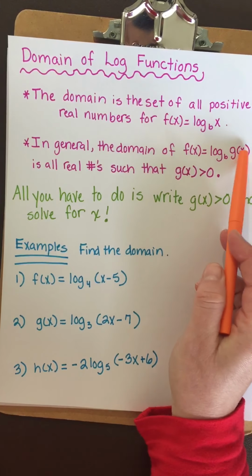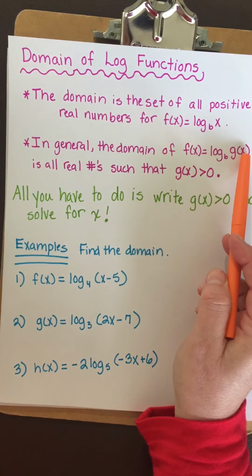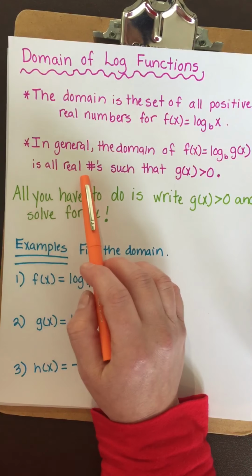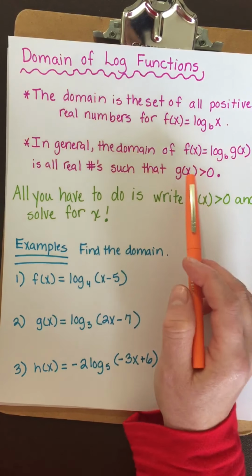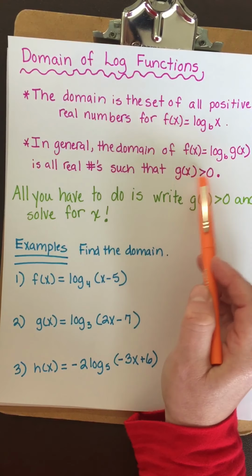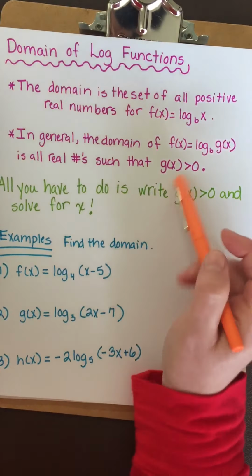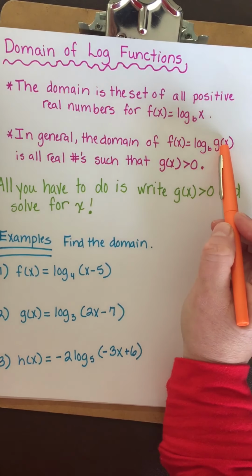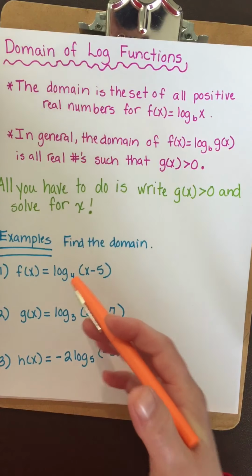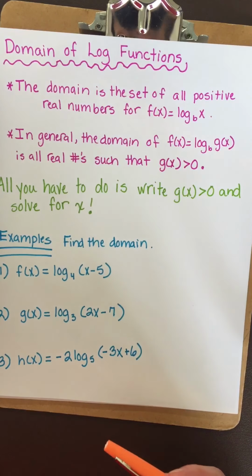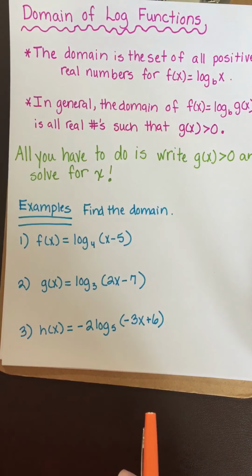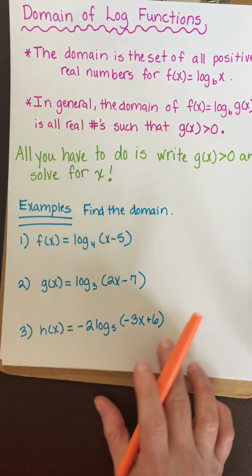But if you go adding and subtracting and multiplying stuff inside of here, then the domain will be all the real numbers such that g of x is greater than 0. So just whatever's in the parentheses after the base, you want to take that and set it greater than 0. Okay? That's all you have to do. It is not crazy at all. You ready to try a few?